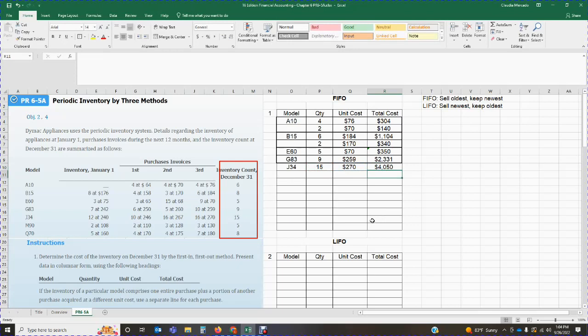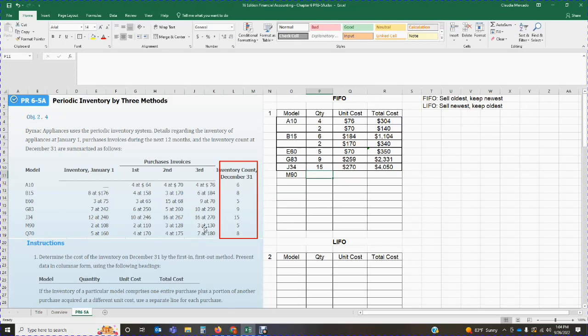That's going to give me 4,050. Okay, so that's J34. Then we have M90. For M90, we have 5 units remaining. So we're going to work backwards from our newest units. Those are the ones we're keeping.